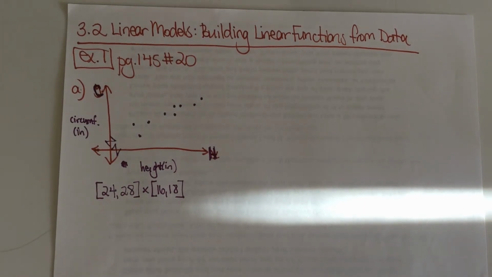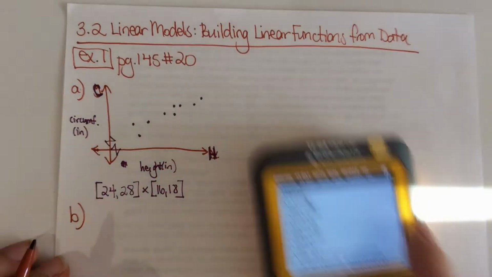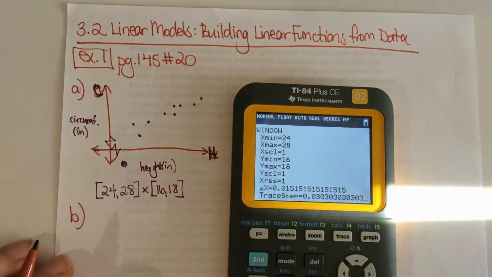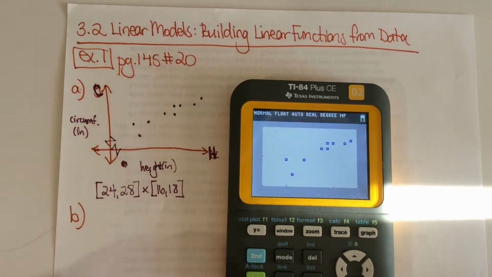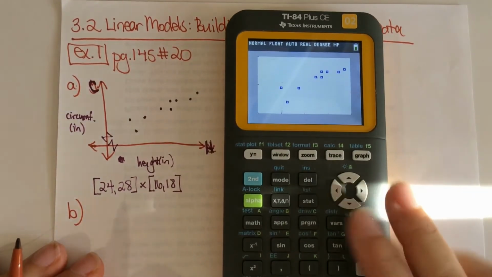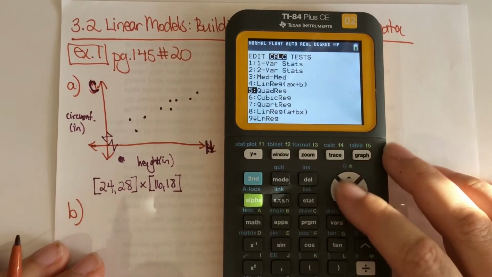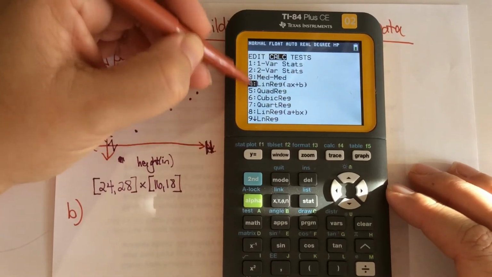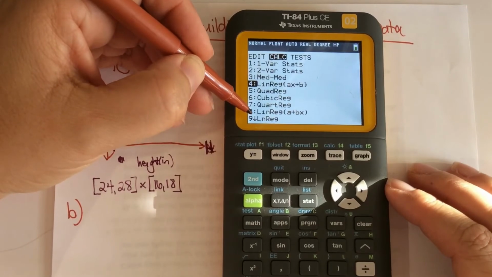B says, use a graphing utility to find the line of best fit that models the relation between height and head circumference. Okay, so let's see if we can do that. Let's go back here. And then we're going to go back into the stat menu. Stat, right there. And then I want to calculate linear regression. It doesn't matter which of these two you choose, but it's just generally more common to go ax plus b instead of a plus bx.